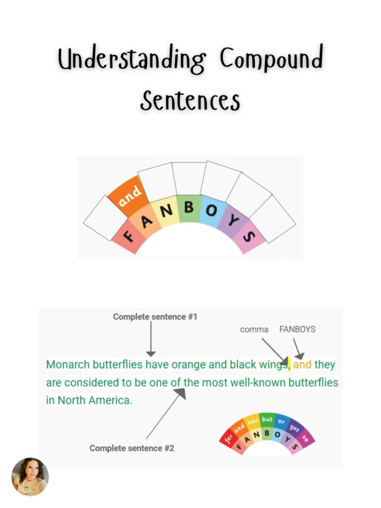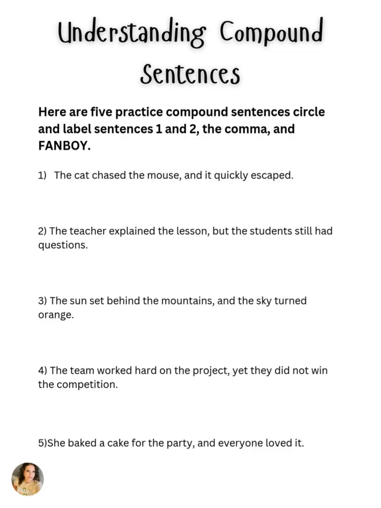Remember that a compound sentence includes a complete sentence 1, separated by a comma, a fanboys, and then a complete sentence 2. We are going to practice identifying these parts of sentences. Here are 5 practice compound sentences. We are going to circle and label sentences 1 and 2, the comma, and the fanboy that's being used.